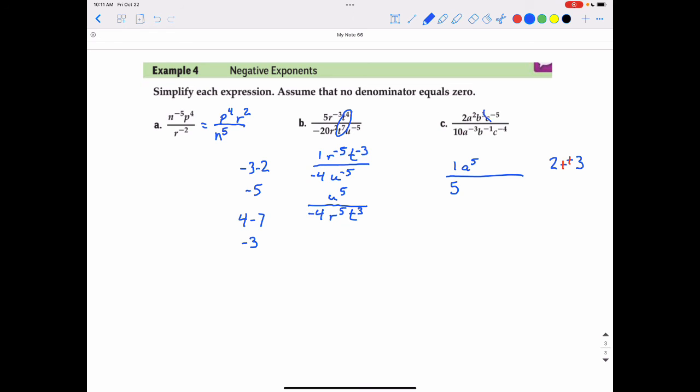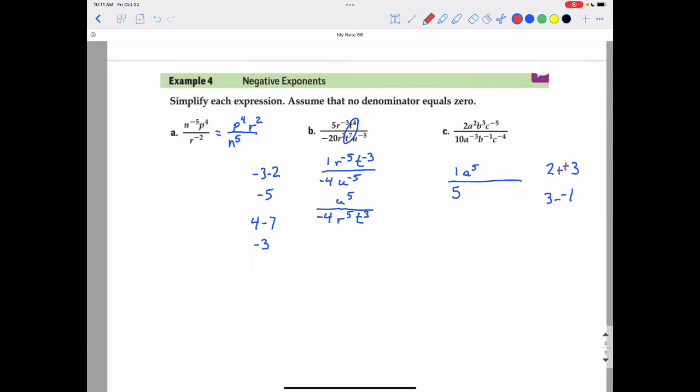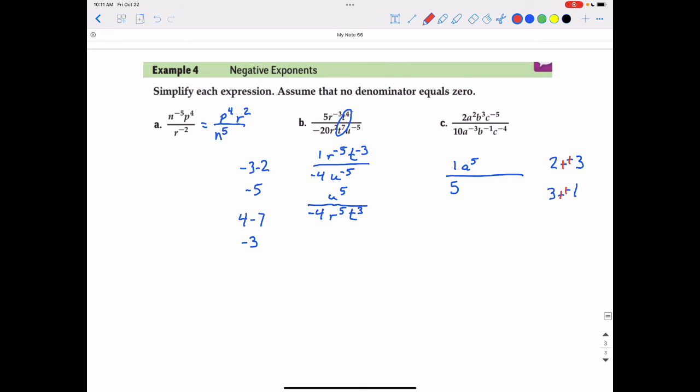I've got b to the third divided by b to the negative 1. So that's going to be 3 minus negative 1, and very similar to what we did previously on subtraction. Change the minus to a plus, change the sign of the number. So that actually is going to be 4, so b to the fourth. And then I have c to the negative fifth divided by c to the negative fourth. So that time I'm going to be taking negative 5 minus negative 4, and yet again, change that to a plus. But I'm taking negative 5 plus 4 now, and that's going to be negative 1, so that means I'm going to have c to the negative 1.